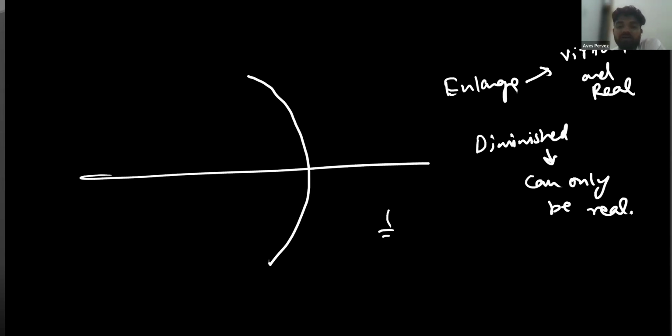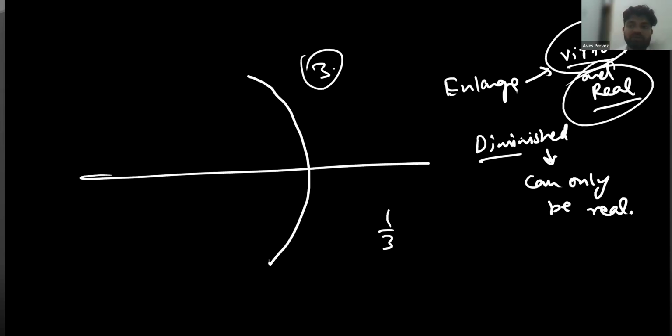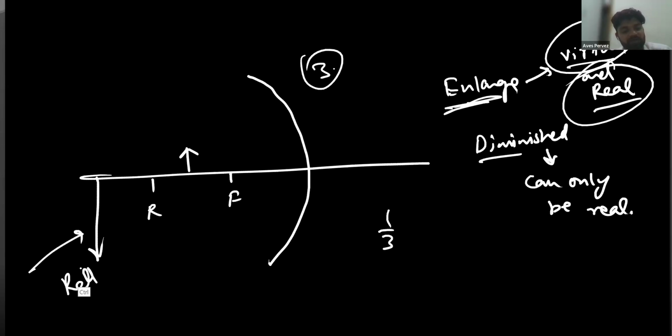So if it is forming 1/3 of its size, it means it is forming a diminished image, not an enlarged image. If it was given 3 times, then we could predict two cases: one virtual and one real. Enlarged image is formed when the object is placed between radius of curvature and focus, and the enlarged real image is formed.